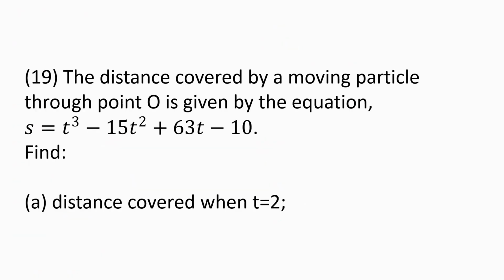Question 19. The distance covered by a moving particle through point O is given by the equation s is equal to t cubed minus 15t squared plus 63t minus 10. Find part A, distance covered when t is equal to 2. So when t is equal to 2, we should find the distance covered. That means the distance covered from t equals 0 up to t equals 2. So to find that distance, you find the s of t equals 2 minus the s of t equals 0.